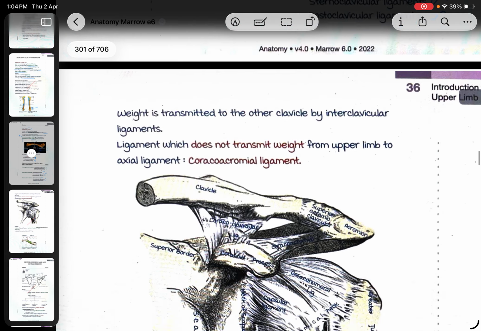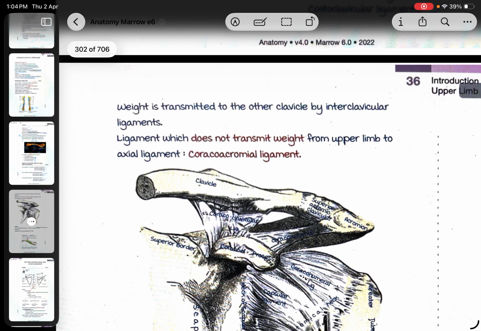Weight is transmitted to the other clavicle by interclavicular ligaments. The ligament which does not transmit weight from the upper limb to the axial skeleton is the coracoacromial ligament.